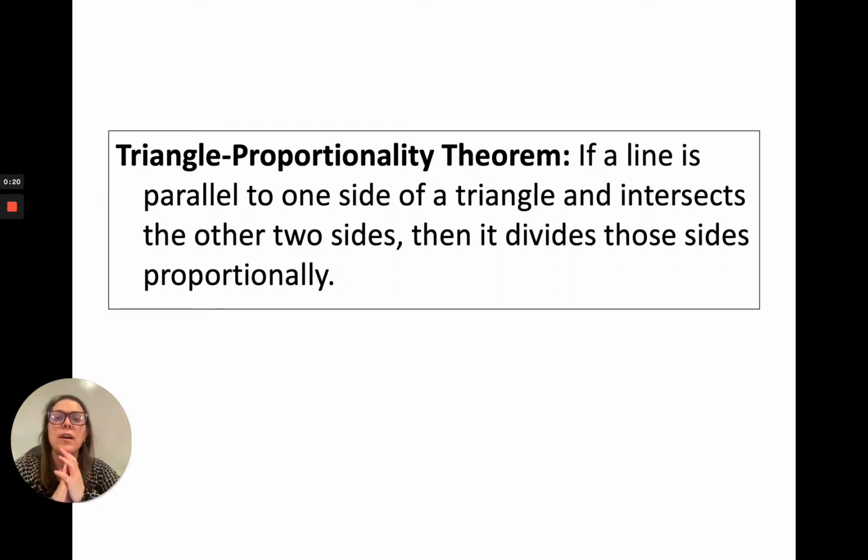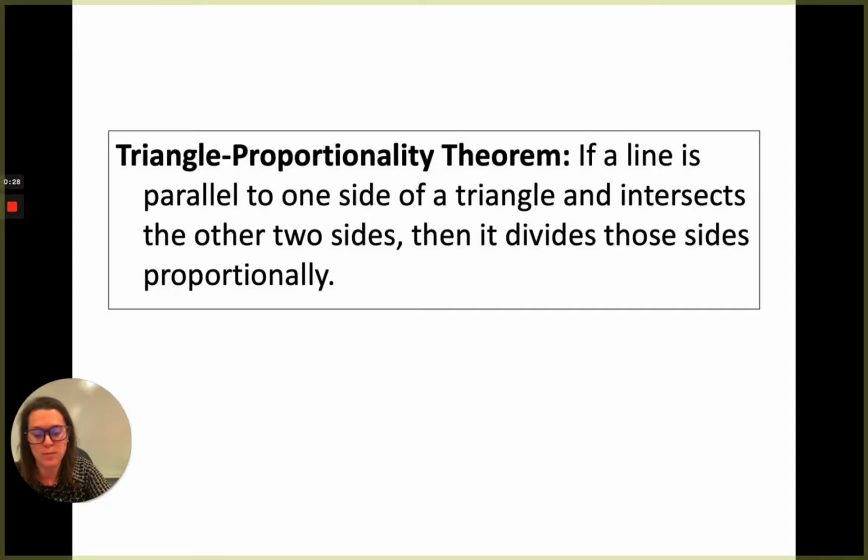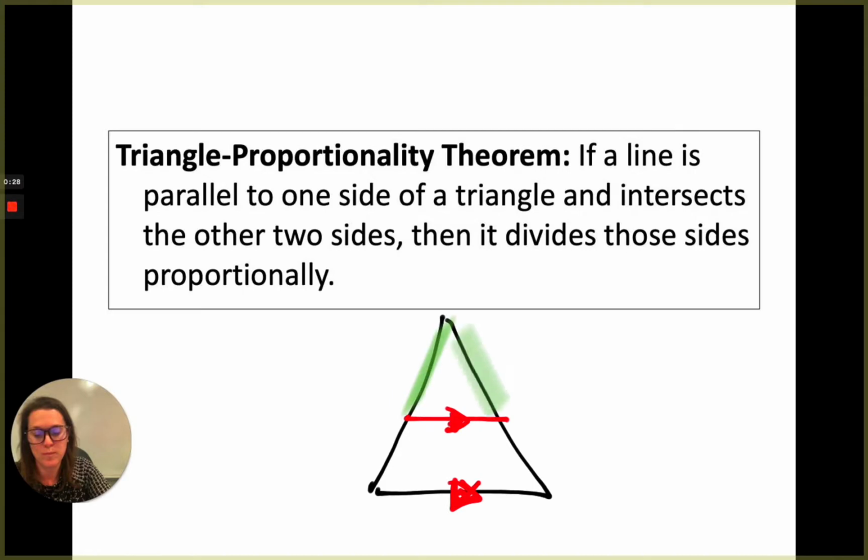So your triangle proportionality theorem states if a line is parallel to one side of a triangle and intersects the other two sides, then it divides those sides proportionally. So what does that mean? If we have a triangle, so here's my triangle, and I have a line that is parallel to one of the sides. So let's say this line right here is parallel to the third side of my triangle. Then what happens is it splits it into proportional pieces.